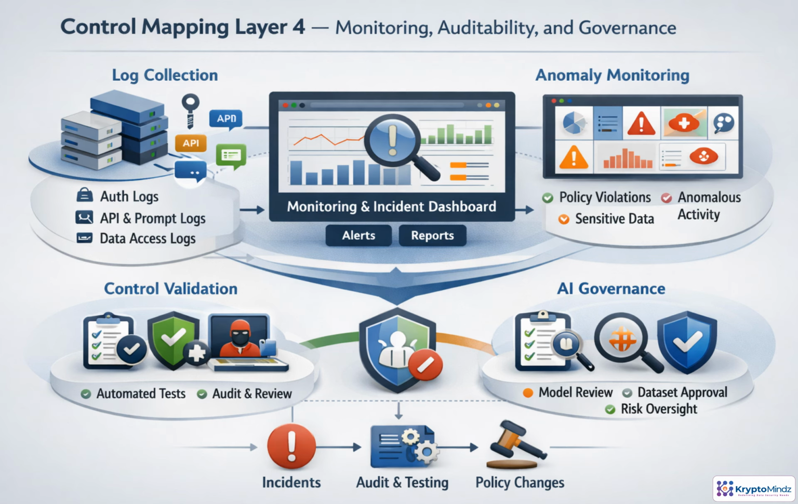Layer 4 makes the design accountable. Evidence comes from authentication, API, and prompt activity, data access, retrieval, model calls, agents, and admin actions. Monitoring uses that evidence to detect policy violations, anomalous prompts, sensitive data exposure, failed authorization, and unusual agent behavior. Controls are validated through tests, configuration checks, reviews, red teaming, and simulations. Governance closes the loop by approving model, prompt, dataset, and policy changes, while tracking exceptions and attestations.